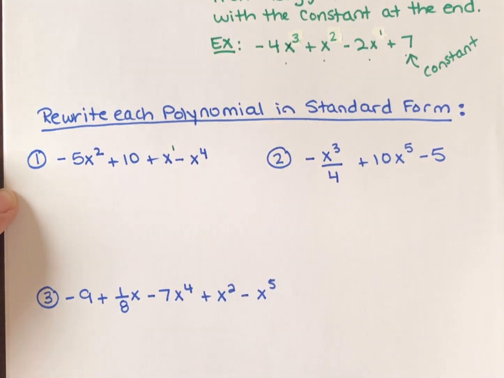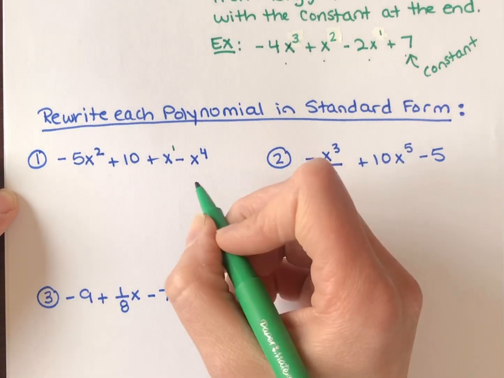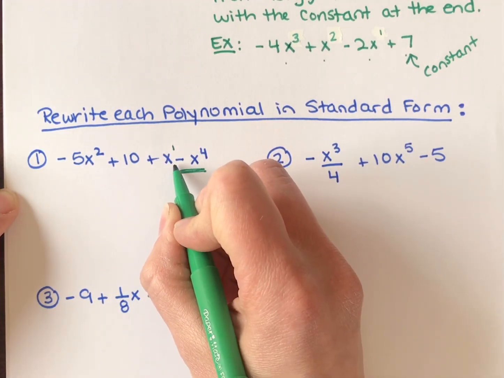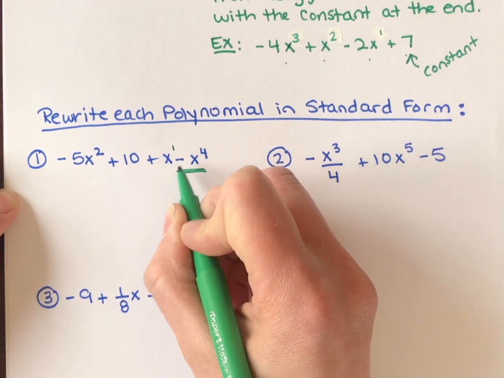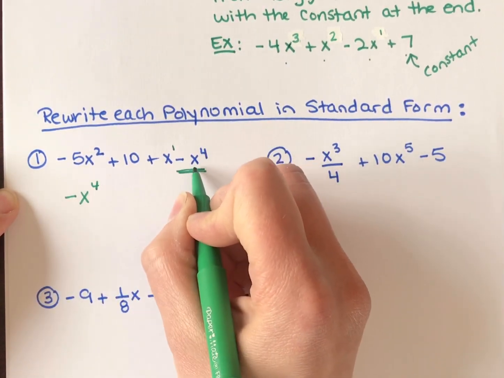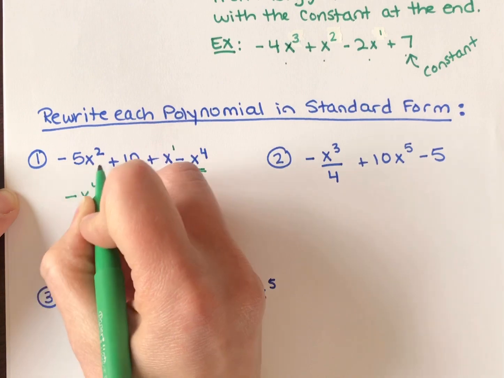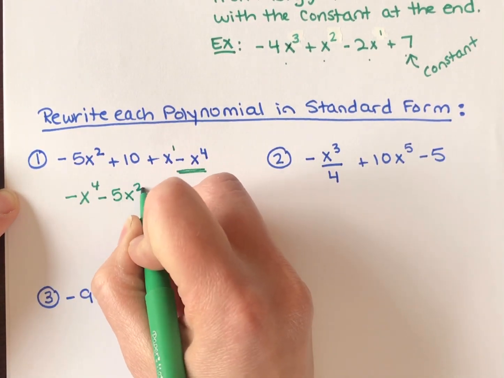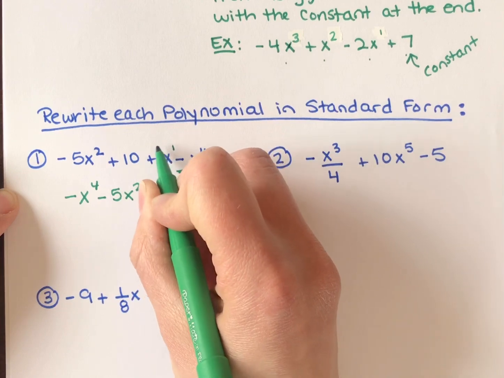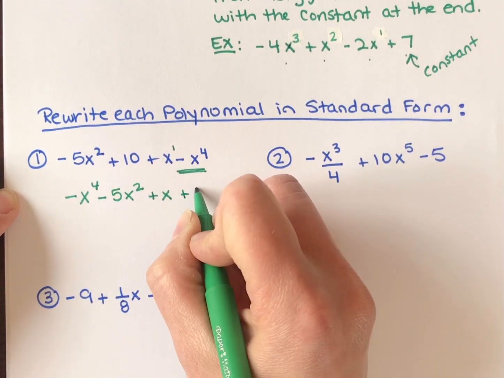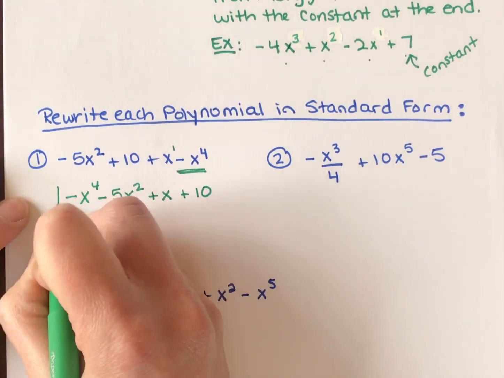Well, the x to the fourth term is my biggest term, but what you have to be careful about here is that when you rewrite it, you really include that minus sign. That goes with the x to the fourth. So my first term is really a negative x to the fourth. My next biggest exponent is x to the second. So I have a minus 5x to the second. There's my next term, a positive x, and that constant plus 10 goes at the very end.